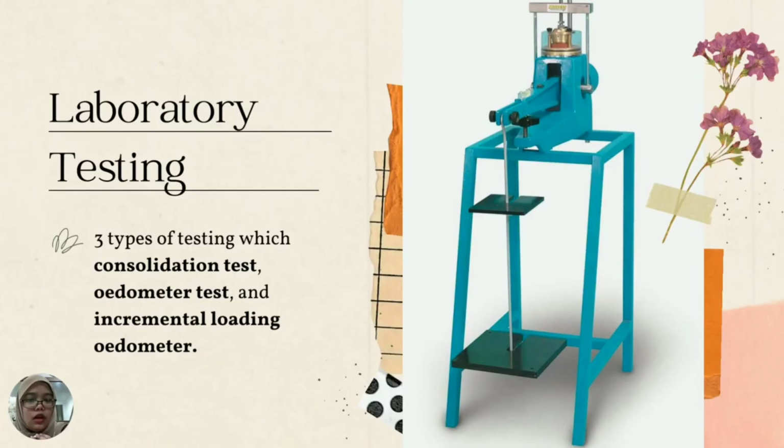For laboratory tests, there are three types of testing, which are the consolidation test, the odometer test, and the incremental loading odometer. The figure shows an example of the odometer test. These three types of testing are commonly undertaken in laboratories due to their relative ease of testing process and the simplicity of equipment required. But this testing method has limitations, such as the small sample size tested that can cause the result to be underestimated, and no measurement of pore water pressure in the sample.